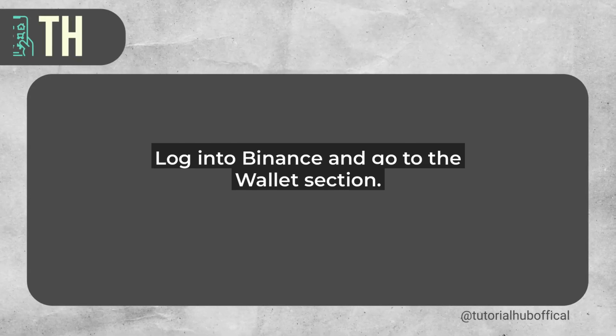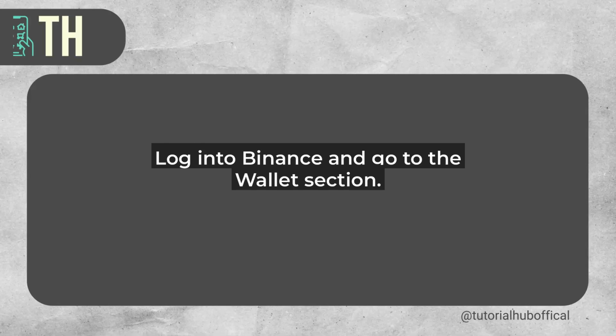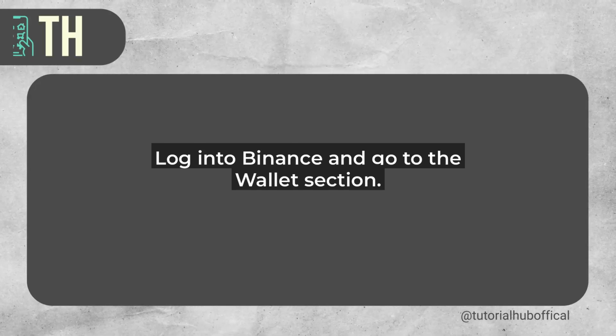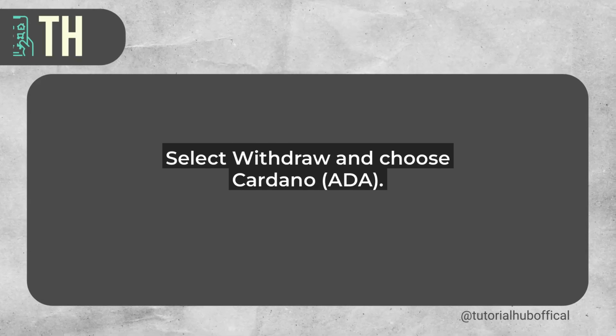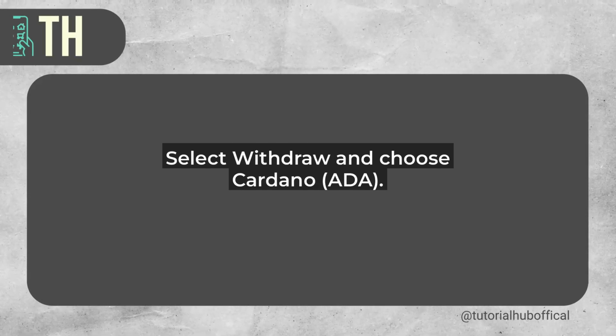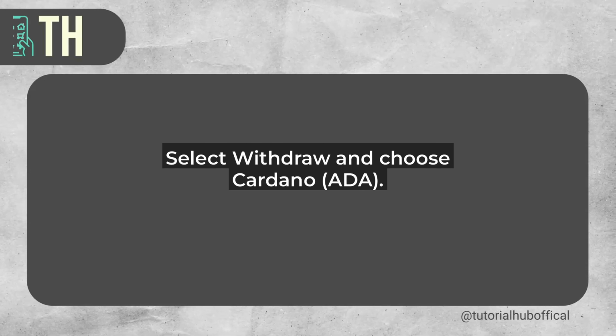Step 1. Log into your Binance account. Once you're in, head over to the Wallet section and select Withdraw. This is where the magic happens. Next, search for Cardano or ADA in the withdrawal options. You'll see a field for the wallet address. That's where your Trezor comes in.